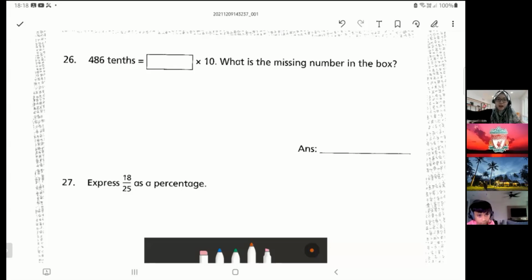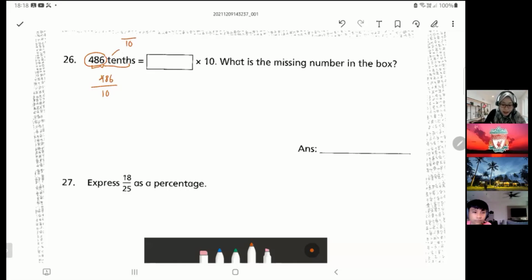486 tenths is equal to how many times 10? What is the missing number in the box? Now you need to figure out what this number is first. 486 tenths. Tenth means something over 10. It means that what is that something? It is 486 over your 10, like that.